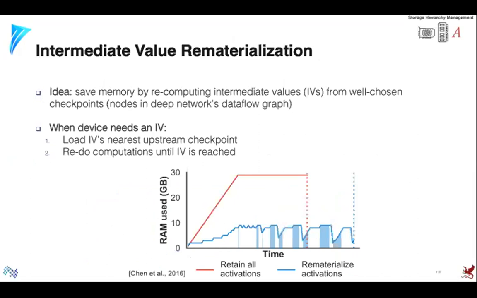Right. Now, a different solution other than memory swapping is something we call rematerialization. This is the idea that instead of storing all of the intermediate values, we should just recompute them from a nearby node in the computational backpropagation graph. Because if we can just recompute on demand, then we don't have to use memory to store the intermediate values.